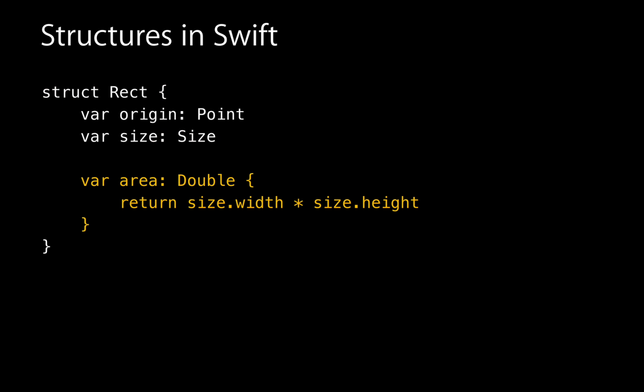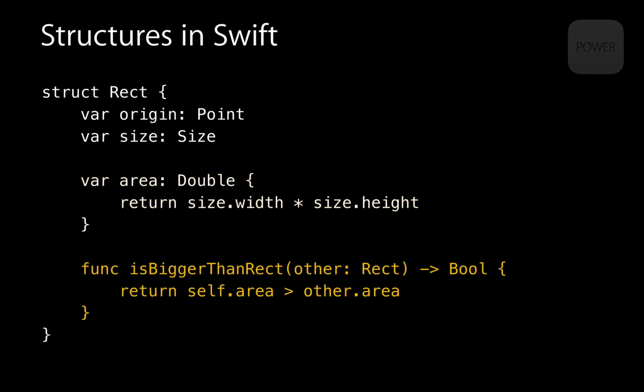OK, properties are great. But what about methods? Sometimes I want more than just a property. Well, in Swift, a structure can have a method as well. So here I have an isBiggerThan(otherRect) method. And I can pass in a rectangle and return a value back that indicates whether it's bigger than the other one. So structures in Swift, incredibly powerful, a lot more functionality than you're used to in C.